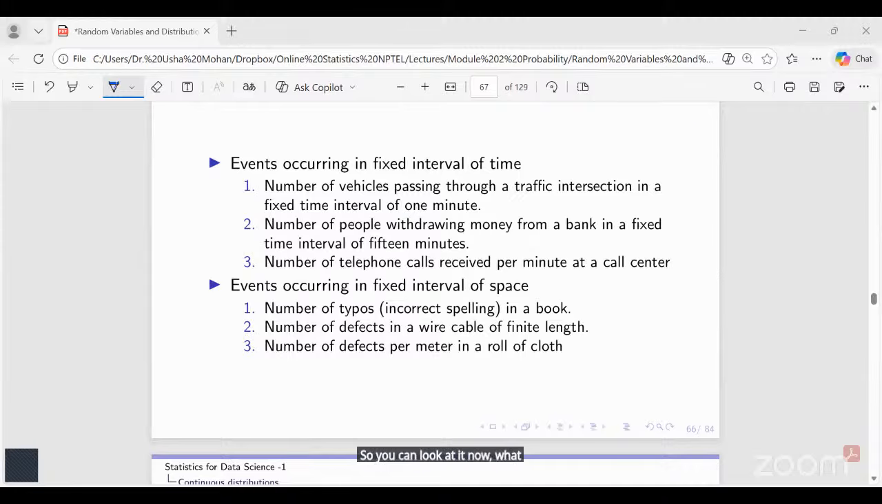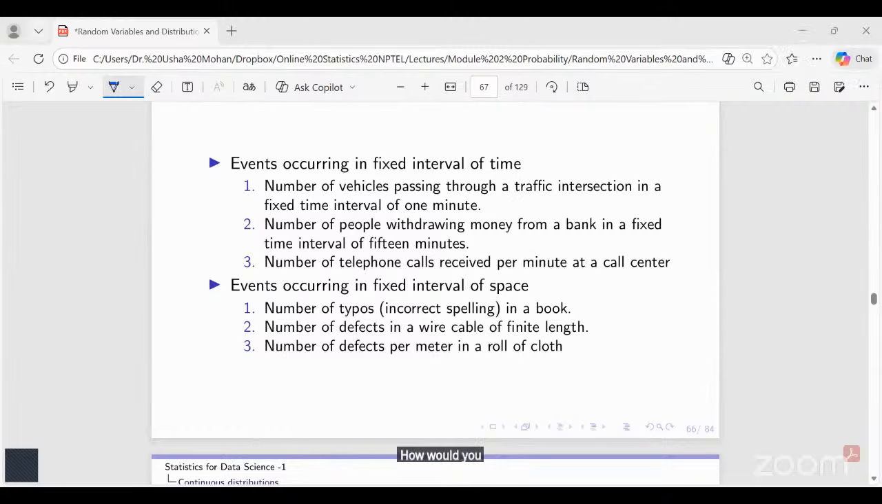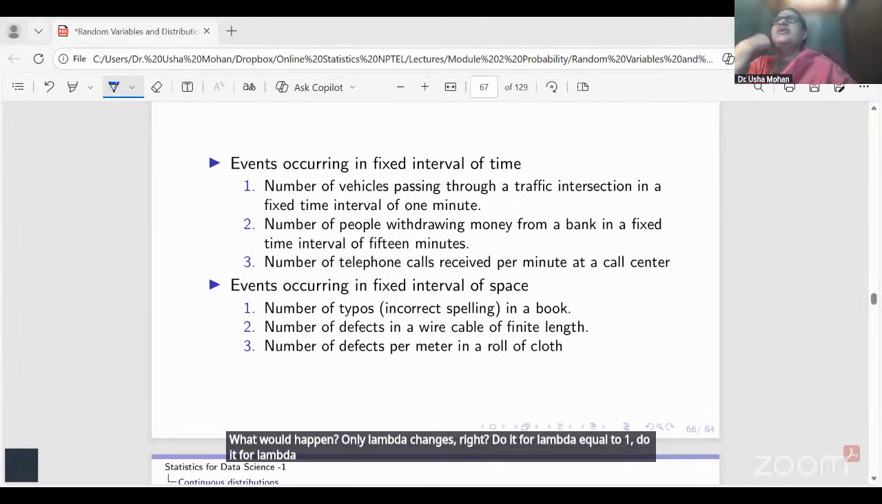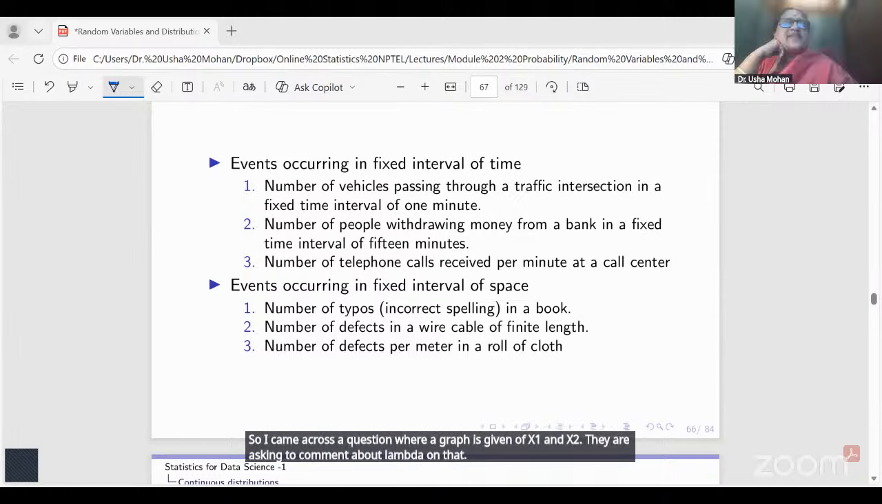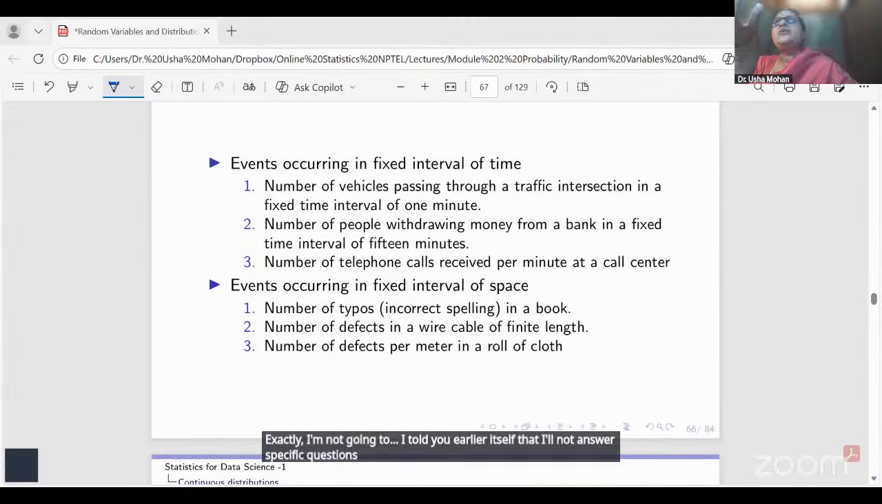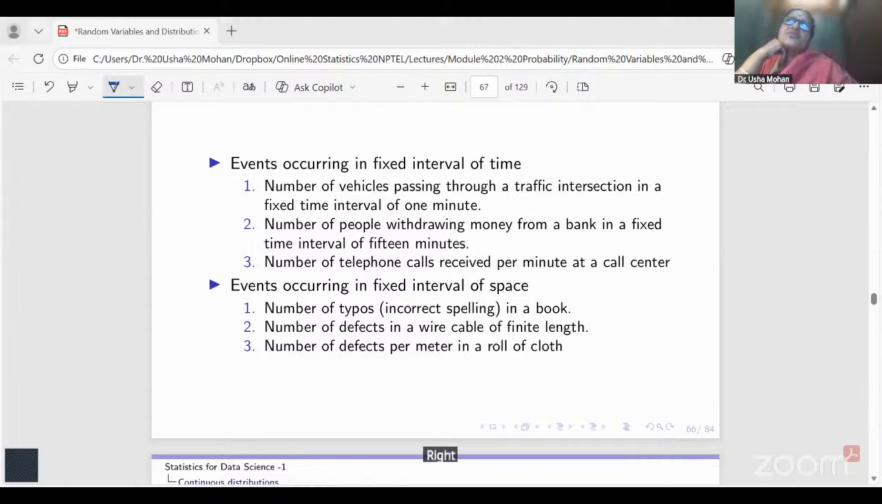What would happen if your lambda is 0.5? You just pick that up and plot that graph for a given lambda, with everything else the same. Only lambda is changing here. Do it for lambda equal to 1, do it for lambda equal to 2, and then you learn it yourself. I'm not going to answer specific questions, but what I'm trying to tell you is for different values of lambda, you can plot this, for x equal to 0, 1, 2, and then you can check what the distribution is.